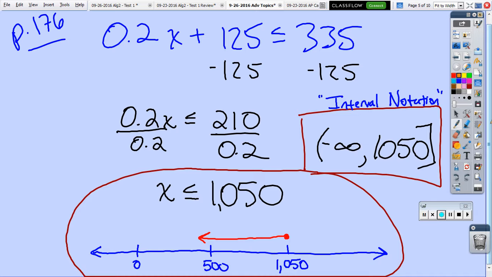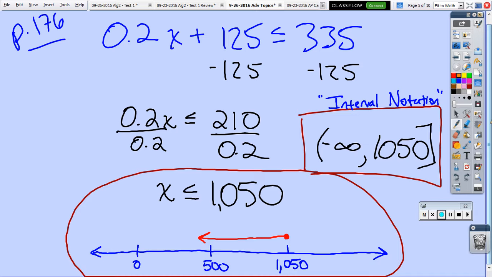Now, interval notation. The interval notation is from negative infinity to 1,050. Why is this? Because x is less than or equal to 1,050, there's no restriction as to how small x can be. But it only goes up to 1,050, which is why on the right-hand side for this part of our interval notation, we have a bracket. It says, go that far, but include 1,050. This is as far as it can go to the right, but it can go forever towards negative infinity.